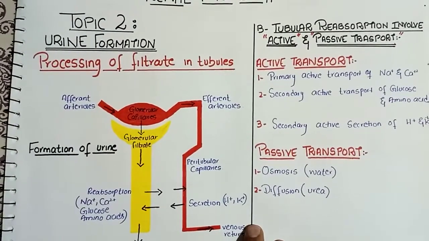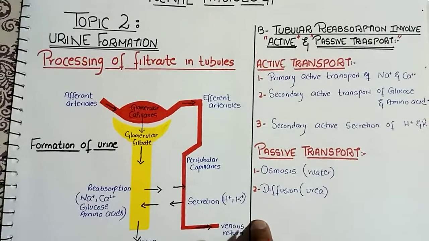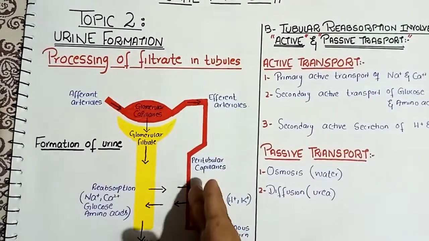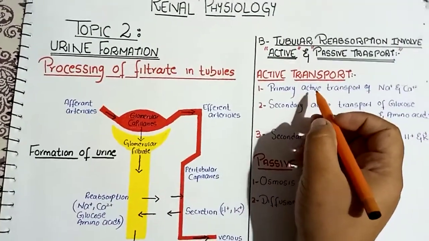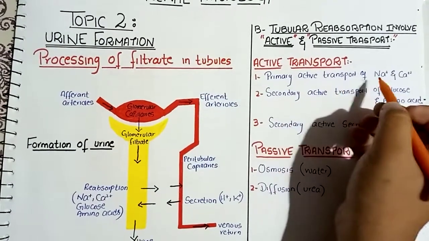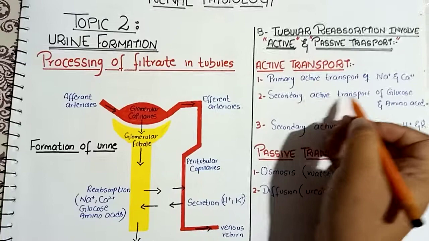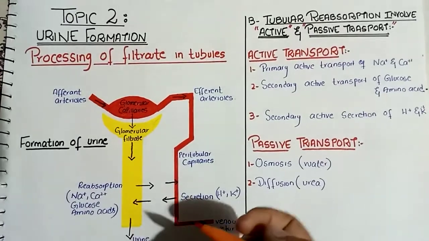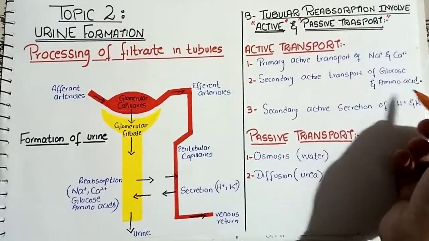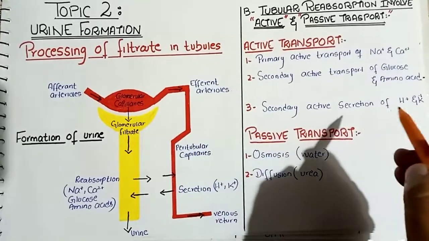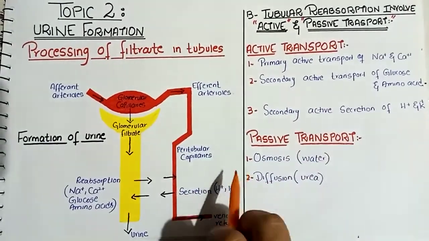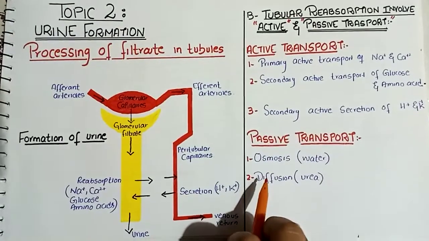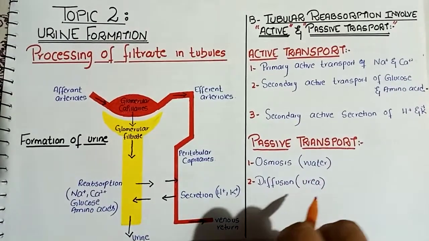There are two processes involved in the tubular reabsorption of certain substances throughout the whole nephron. The first is active transport, in which the primary active transport of sodium and calcium ions occurs, and secondary active transport, which we can also call the counter transport of sodium with glucose and amino acids, and the secondary active secretion of the hydrogen ion and the potassium ion. And obviously the passive transport, which includes the osmosis of water and the diffusion of urea and the chloride ion.